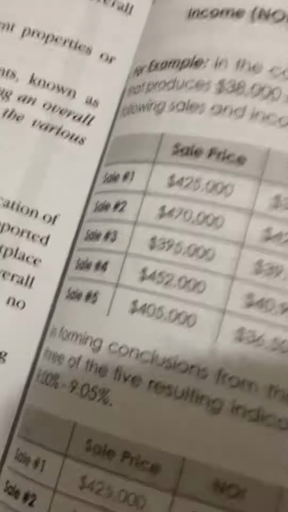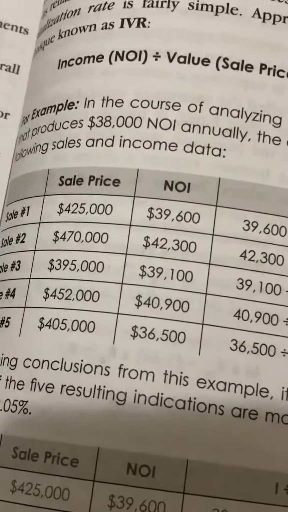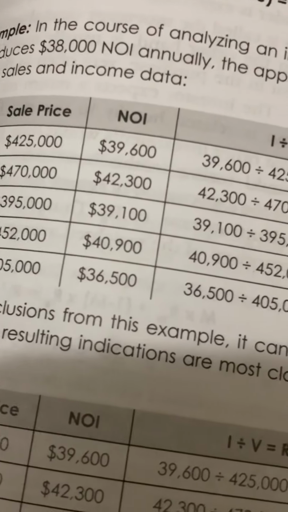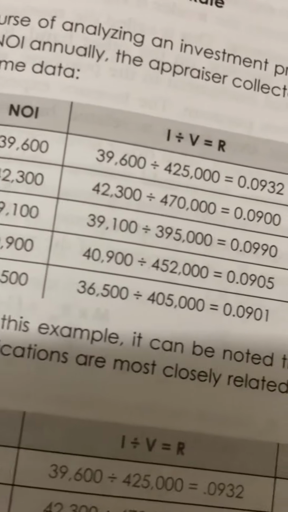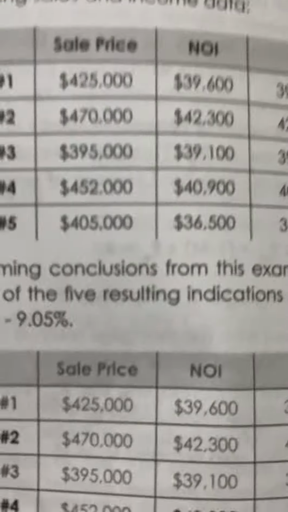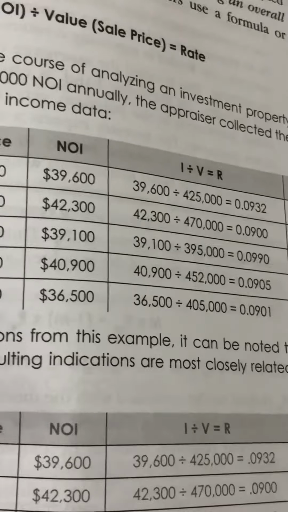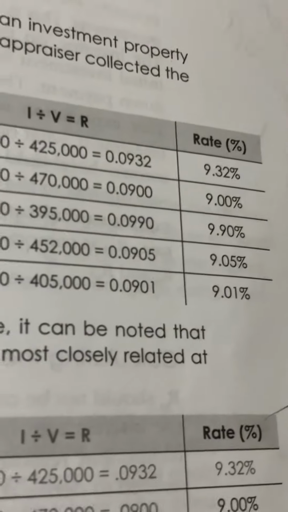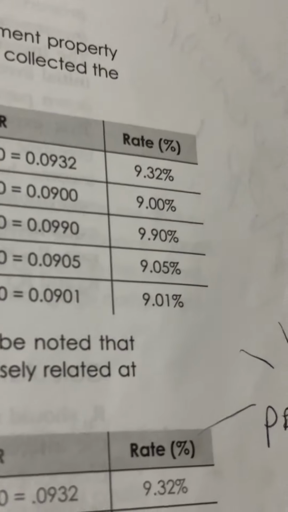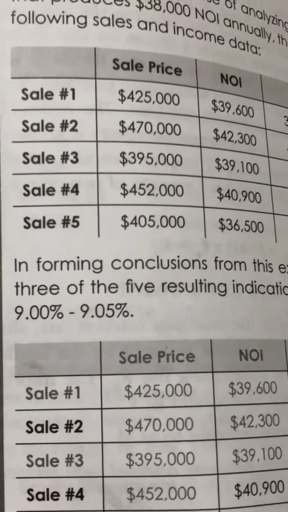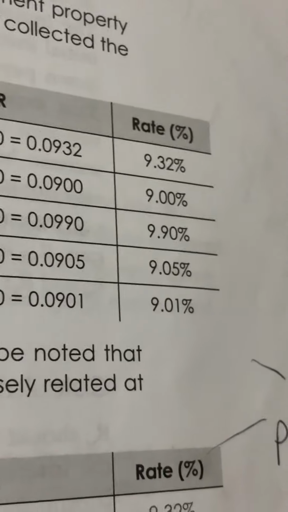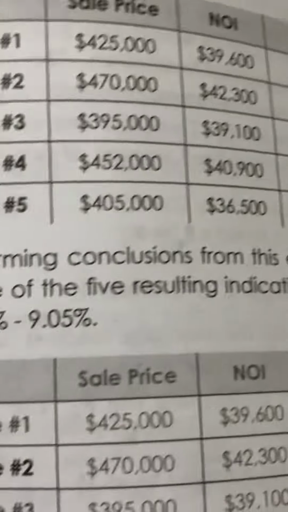Same thing for sale number 2. You take its sale price, which was $470,000, and you also figure out what the NOI was, which was $42,300. $42,300 divided by $470,000 equals 0.0900. Move the decimal over 2 places to the right, and you have 9.0%. And same thing for sales 3 through 5. And you can see the different overall capitalization rates that are kicked out.